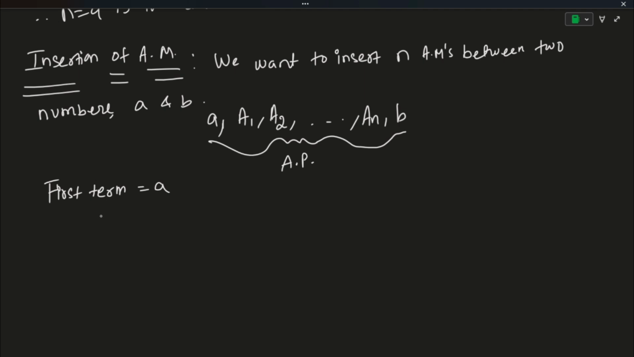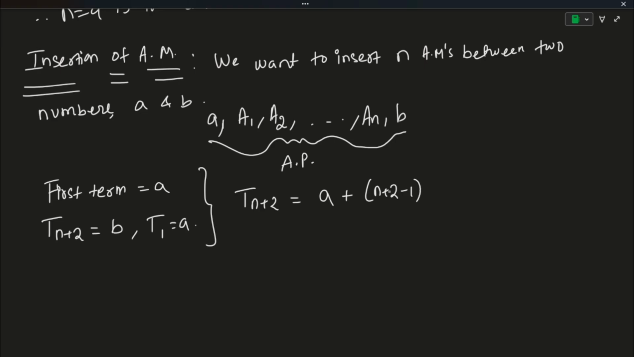And I don't know the common difference, but I do know इसमें कितने terms हैं, n plus 2 terms, और I do know that T n plus 2 is equal to B, क्योंकि जो n plus 2 term है, जो last term है, that is B, that I know, and I know that T1 is A, correct? So then from the definition of Tn plus 2, Tn plus 2 should be according to an AP, first term which is A plus n plus 2 minus 1, that is n minus 1 जो होता है, तो क्योंकि n plus 2 है तो ये n plus 2 मैंने लिखा है, into D.